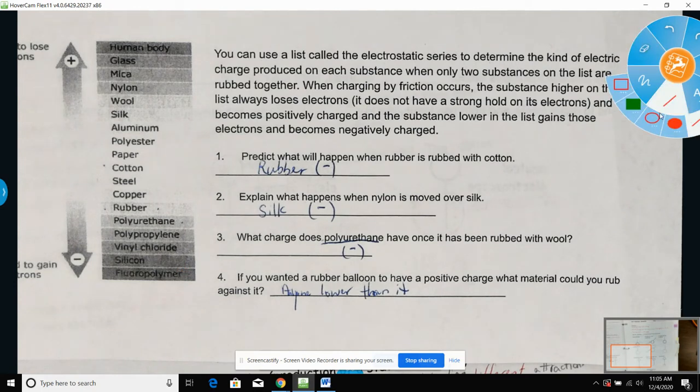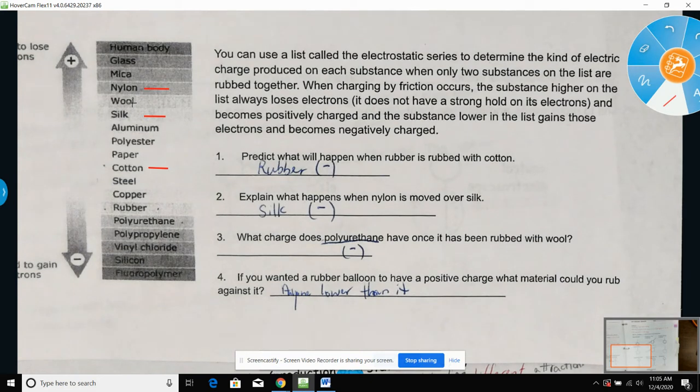So what I was going to say next, there may be a question on your test where they say, okay, if you rub nylon and silk together or nylon and cotton together, which one would produce a greater charge? Which pair would produce a greater overall charge?